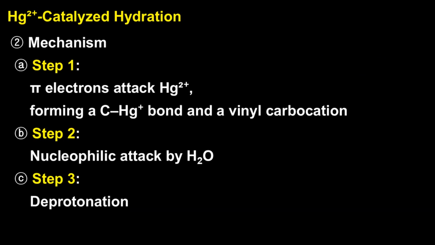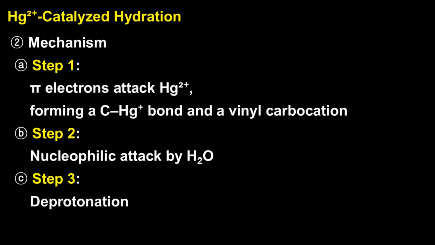Alright, let's walk through the mechanism for mercury-catalyzed hydration, one step at a time. Step 1. The pi electrons from the alkyne attack the mercury ion, Hg2+. That creates a new bond between one of the carbons and the mercury, and the other carbon ends up as a vinyl carbocation. In step 2, water comes in as the nucleophile.